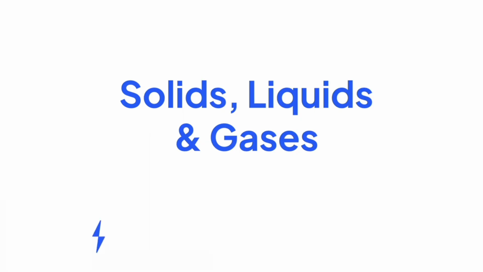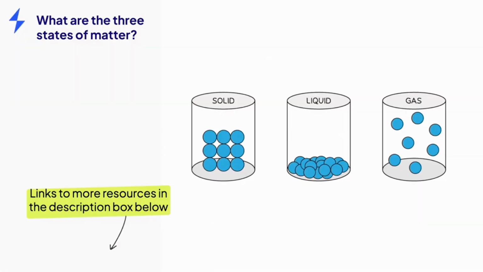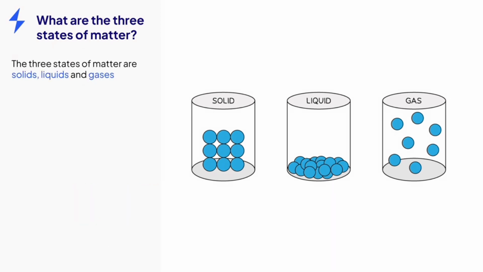In this video, we will be looking at solids, liquids and gases. Materials come in three different forms: solids, liquids and gases, also known as the three states of matter. You must be able to describe the particle arrangement for each state and link this to its properties. So let's start with solids.